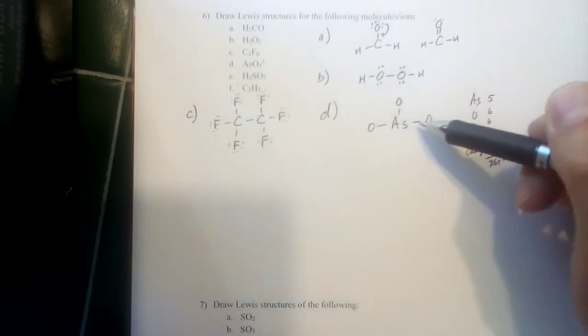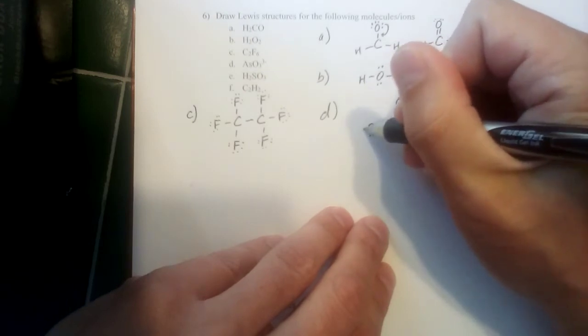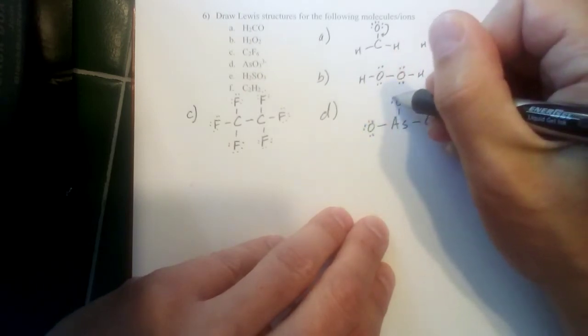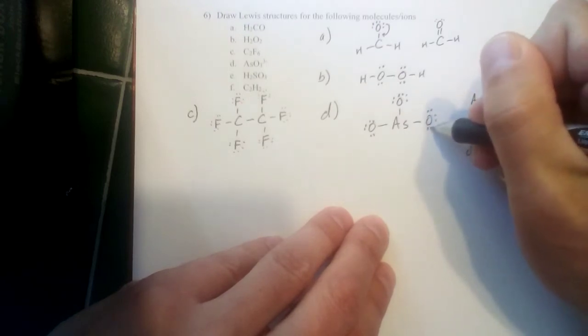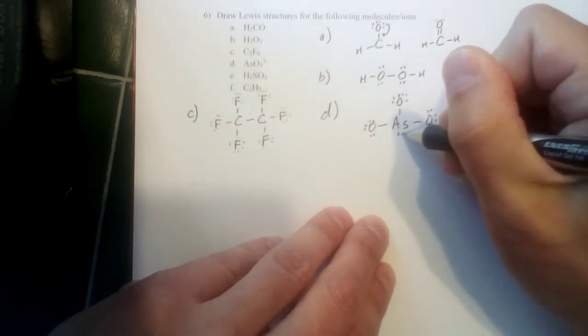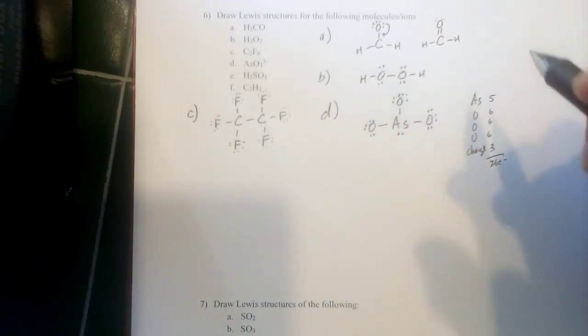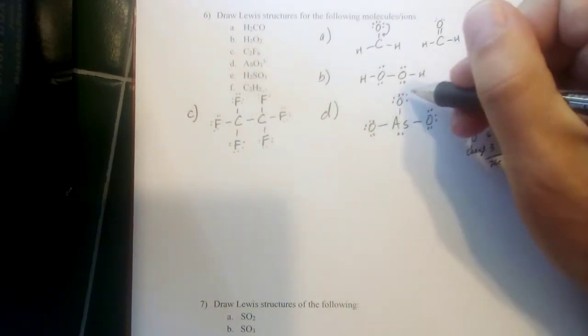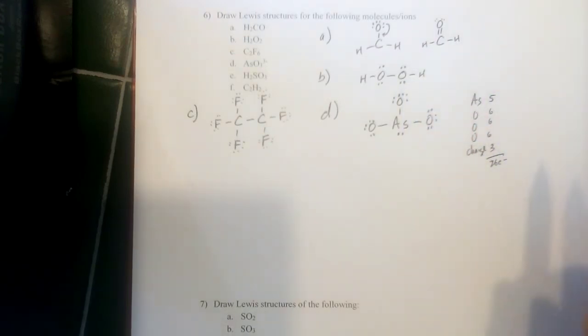Now, we used 6 already. We can use up 18 of the remaining 20 by completing the octets on the oxygens, like so. Right? And that'll leave 2 left that would have to go on the central atom here because we can't go past 8 on oxygen. Oxygen is too small for us to extend past the octet.